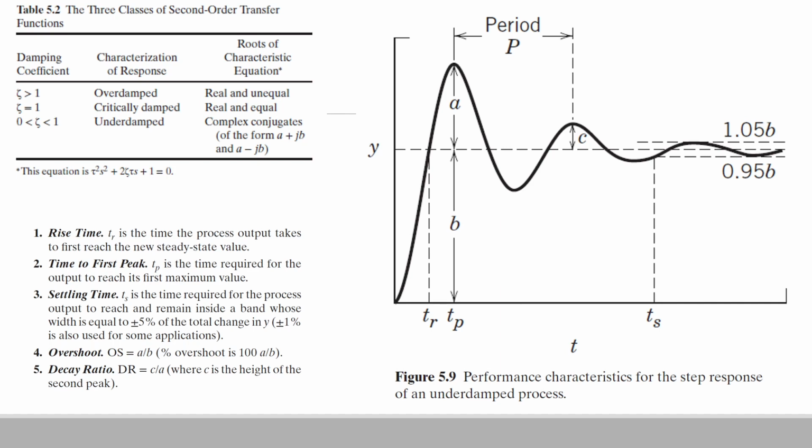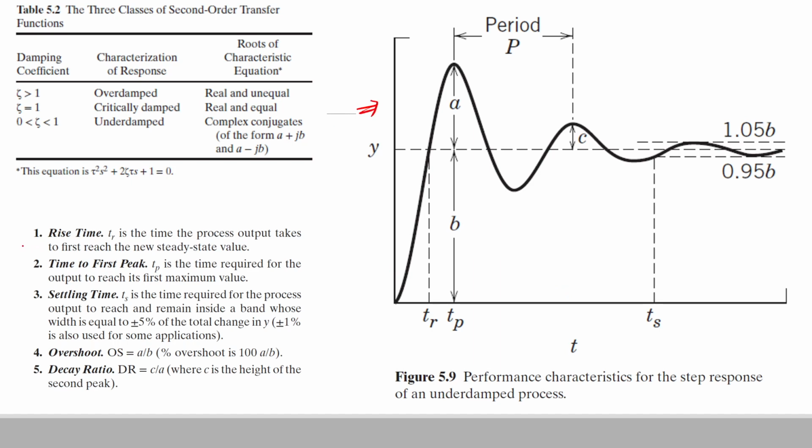Now we will study a few of these performance characteristics of the step response of an underdamped process. That is, we will basically analyze the plot and define a few of these terminologies which will help us understand the characteristics of this second order curve. So this is the plot corresponding to an underdamped system.